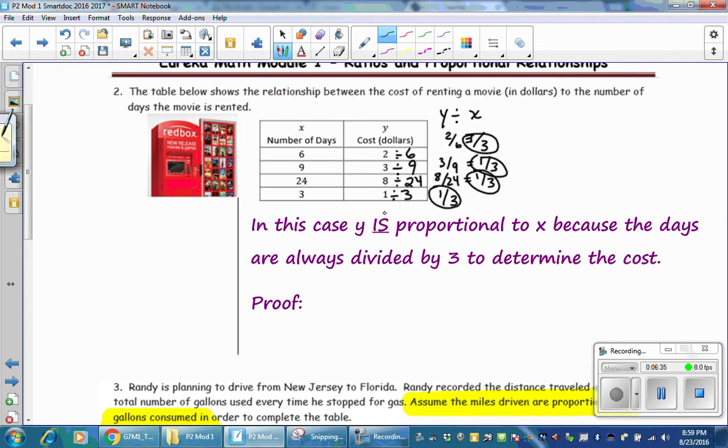And for that reason, this is a proportional relationship because the number of days is always divided by 3 to determine the cost. The number of days is always divided by 3 to find the cost. And because that has the same divisor for every pair, this is a proportional relationship.